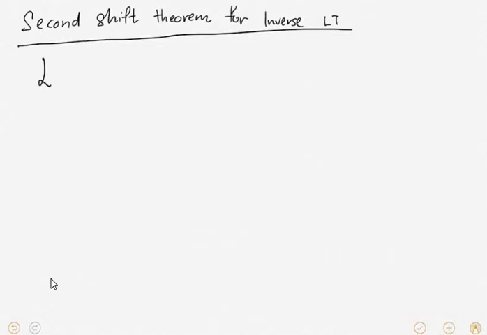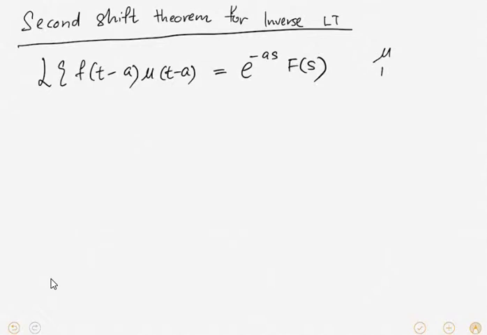The Laplace transform of f(t minus a) u(t minus a), the unit step function, is equal to e to the power negative as, F(s). So this is the Laplace transform for f(t minus a) and the unit step u(t minus a). Some books may use the hash instead of u. It is the same, either u(t minus a) or hash(t minus a). Okay, so this is the Laplace transform.